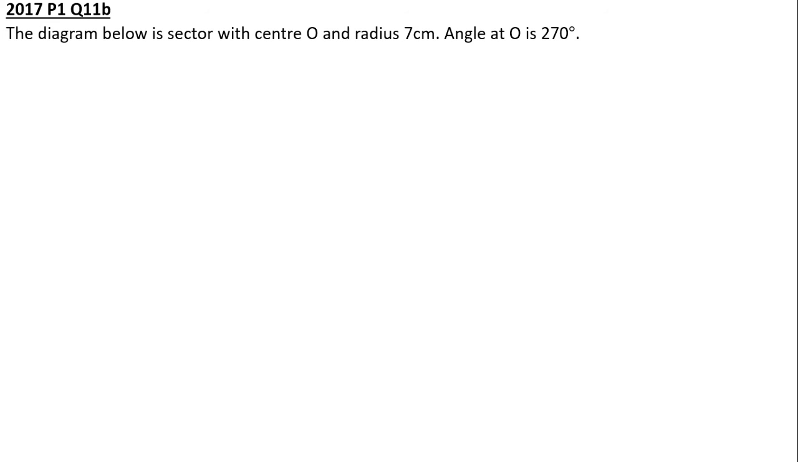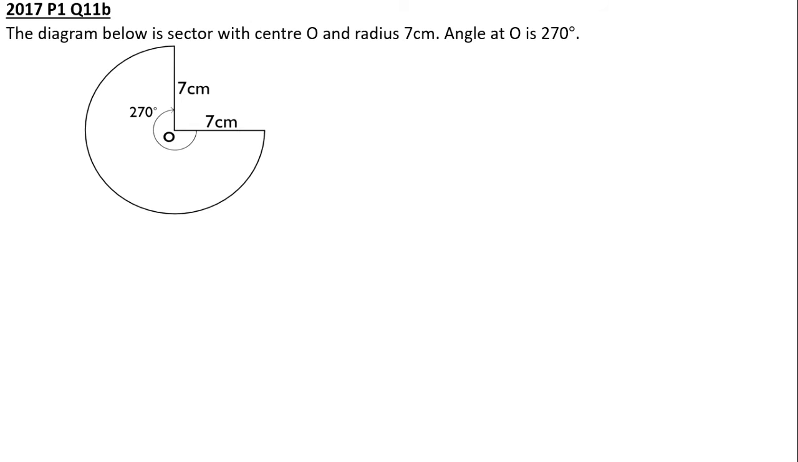2017. The diagram below is a sector with center O and radius 7 centimeters. Angle at O is 270 degrees, like that. This one now is a major sector with an angle of 270 degrees. Calculate the area of the sector. Take pi to be 22 over 7.